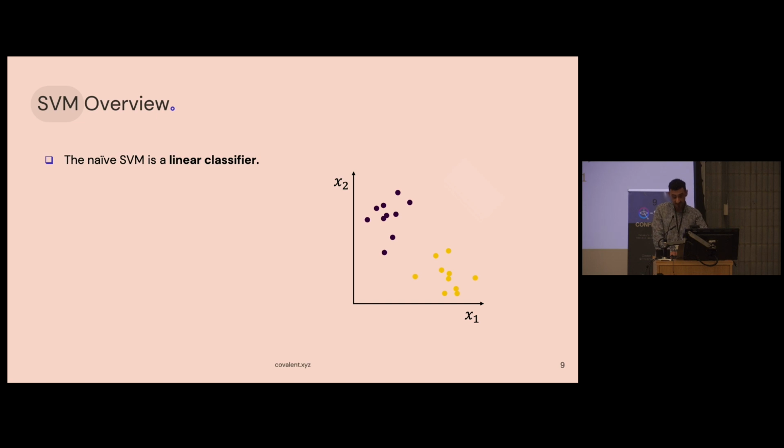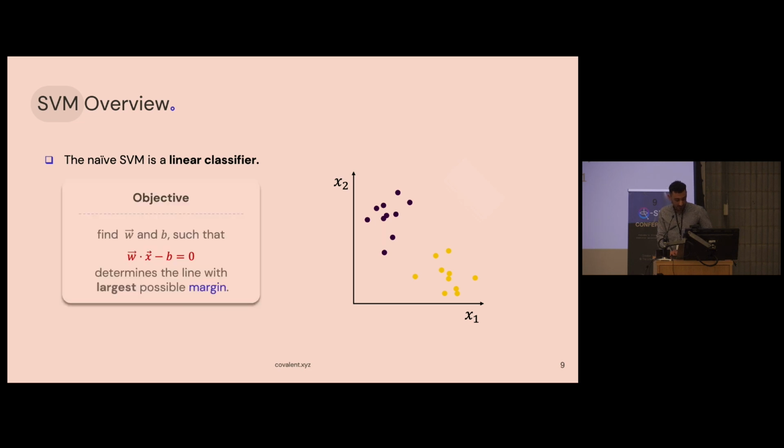So what is an SVM? Naively, the naive SVM is just a linear classifier. So here on my little graph, I have 2 different classes of data. We have the blue class and the yellow class. And the objective of the SVM is to find a vector w and a scalar b such that w·x − b = 0. So that will be a line like this, where w is the normal to that line. And this is where it's 0. Here's what's called the margin, and that's the distance between these 2 classes. So what the SVM tries to do is find the line that maximizes this margin, okay?